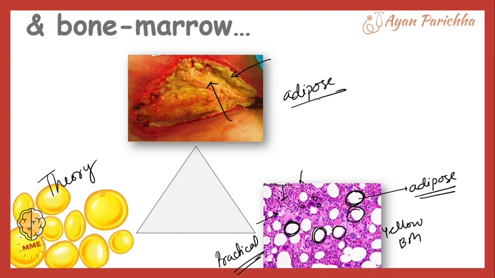What I told you just now, adipose tissue is just like tel and makhan. Amul makhan looks yellow, adipose tissue also looks yellow, right? So this is the crux of learning medical sciences.